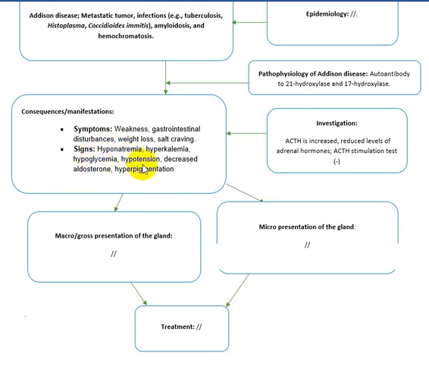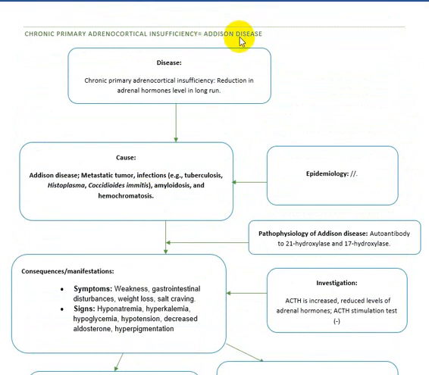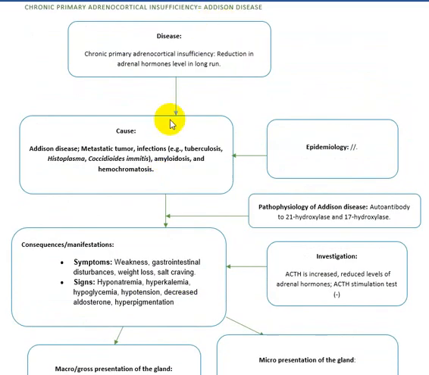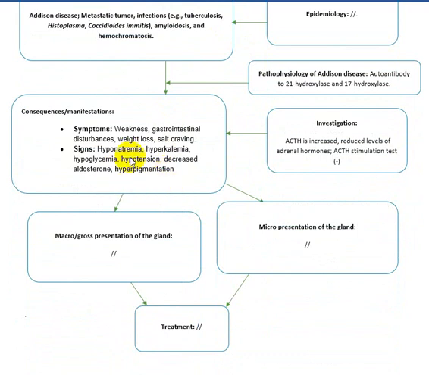So the signs are hypotension, decreased aldosterone, and hyperpigmentation. Hyperpigmentation occurs because Addison disease causes a low level of adrenal hormones, and this results in excessive stimulation of the adrenal cortex for adrenocortical hormone production. The precursor of adrenocorticotropic hormone, proopiomelanocortin, has a melanocyte stimulating hormone portion, which also causes excessive stimulation of the melanocytes, causing hyperpigmentation.